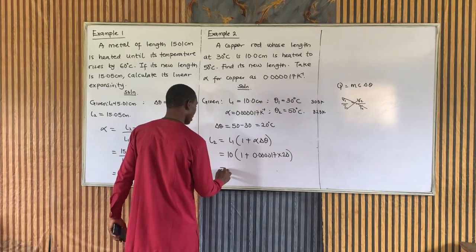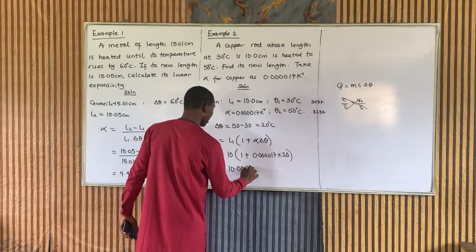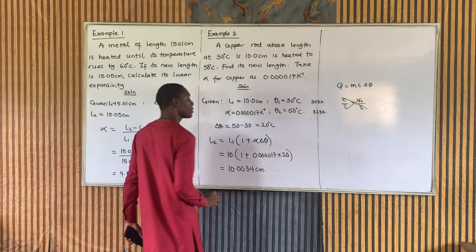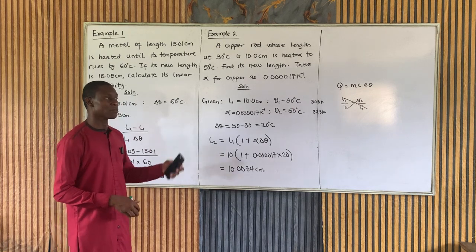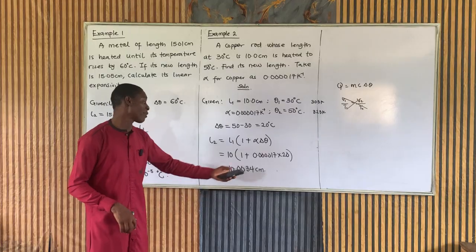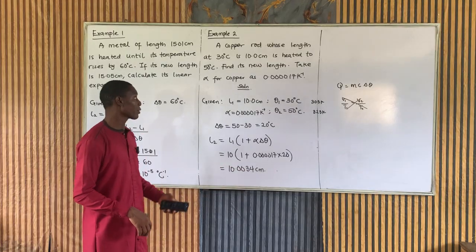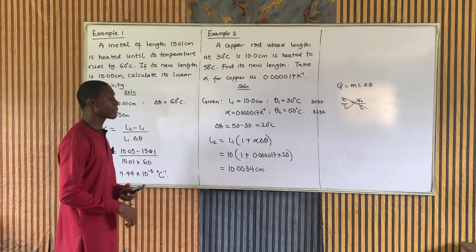So at the end of the day, if you evaluate this completely, you have 10.0034 centimeter. So that's that about that. Like I said, you don't need to bother yourself about converting from centimeter to meter and the rest of it. Just leave your final answer in centimeter as well, because the initial length was in centimeter. So let's take example 3.